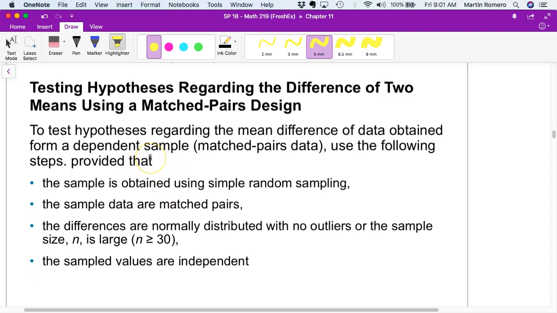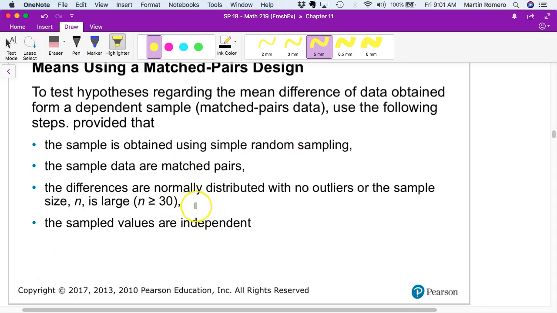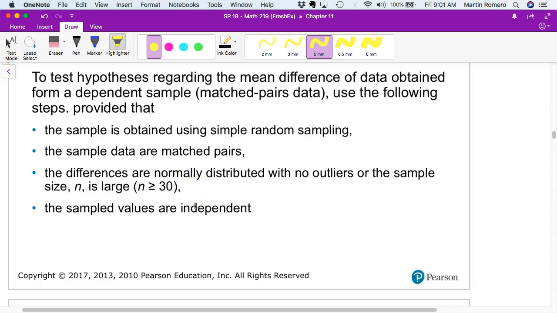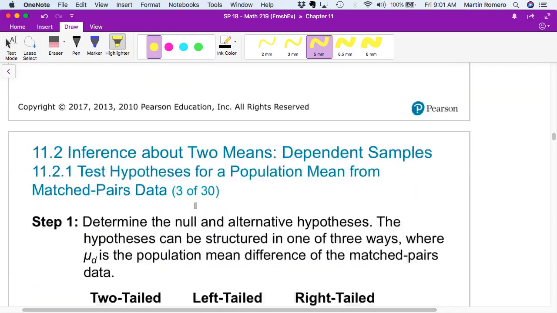We again have to assume we can use these techniques provided that all of these are true, and these are very similar to what we had before. What we're doing with matched pair data is basically what we did in chapter 10. We're just looking at the difference between the matched data.